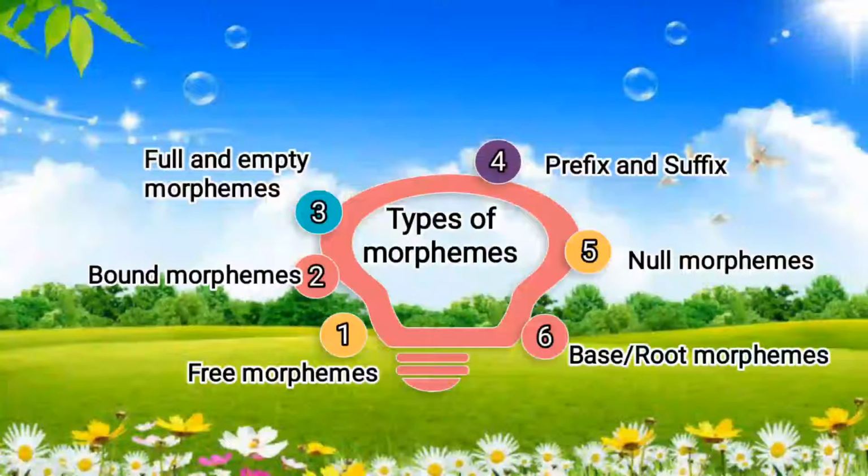Types of morphemes. 1. Free morpheme. 2. Bound morpheme. 3. Full and empty morpheme. 4. Prefix and suffix. 5. Noun morphemes. 6. Bound or root morphemes.